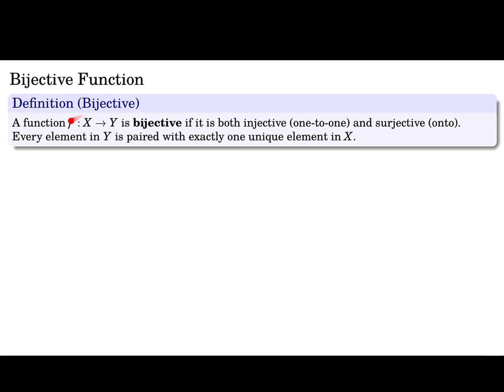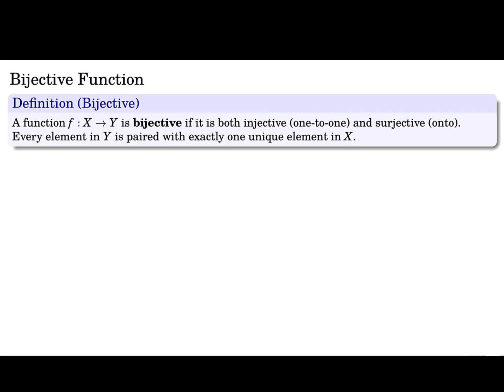A function f from X to Y is bijective if it is both injective and surjective. So in other words, every element in the codomain is going to be paired with exactly one unique element in the domain. Every element in the codomain Y is going to be the output of something, so surjective, and the output of only one thing, and that's the injective part.